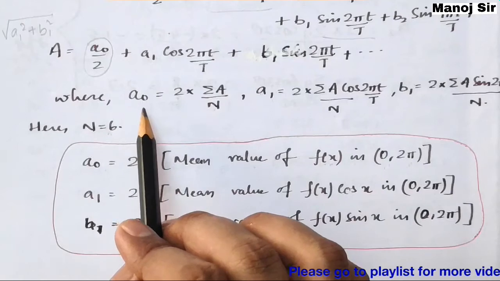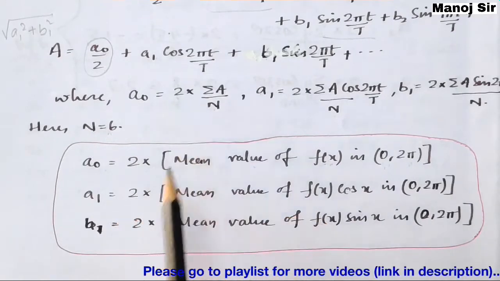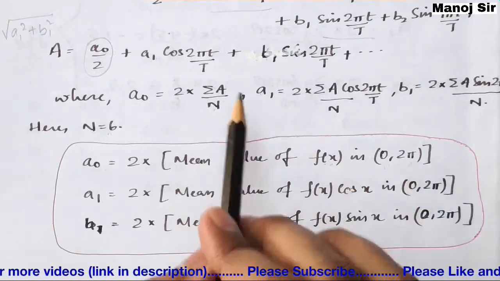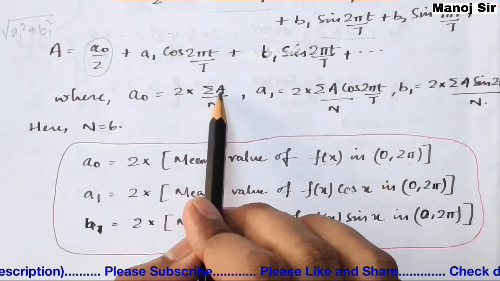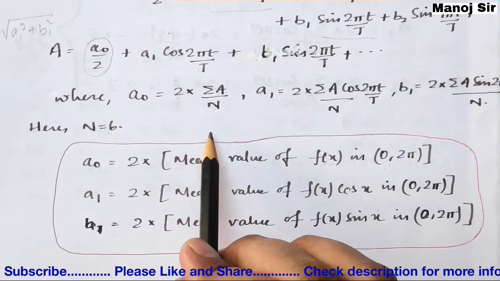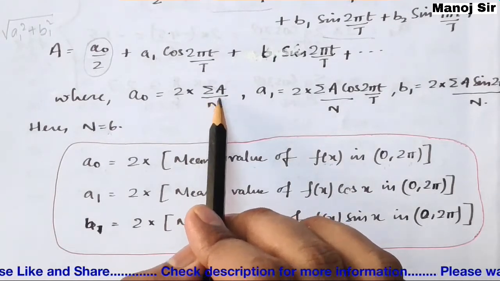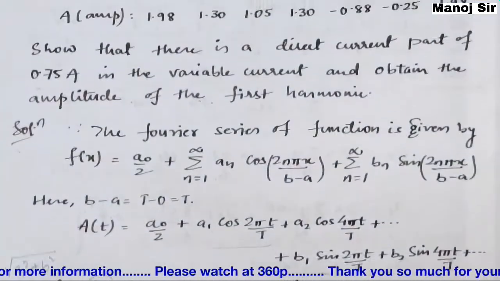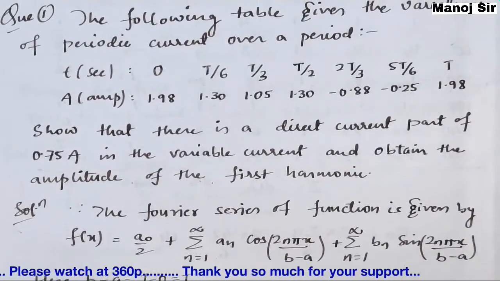So a naught equals 2 into the mean value of f of x in 0 to 2 pi. Here it is the summation of a upon n. What is n? n is the number of intervals. Here you can see the number of intervals.